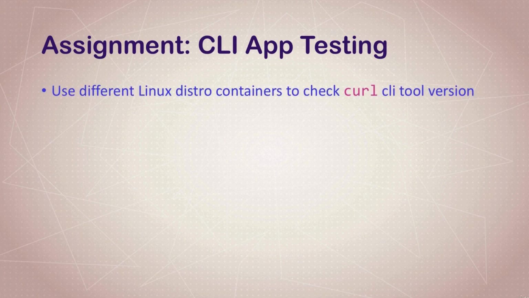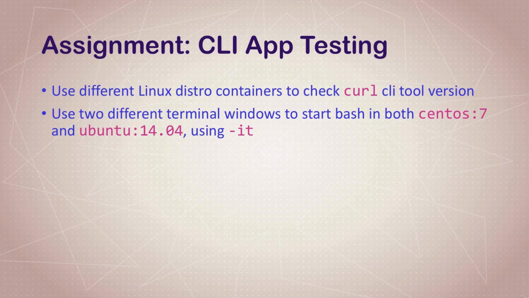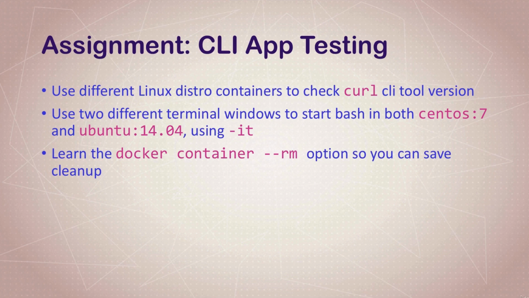So really the goal here is just to run the curl version command inside two different Linux distributions in just a few minutes. So we'll be using the CentOS 7 version and then the Ubuntu 14.04 version. You'll want to use the -it on your Docker run command and give it the bash command at the end. And then there's a new option you should try, which is the --rm, which will save you some time later. So I recommend looking that up through help on the command line or through the Docker support site at docs.docker.com.